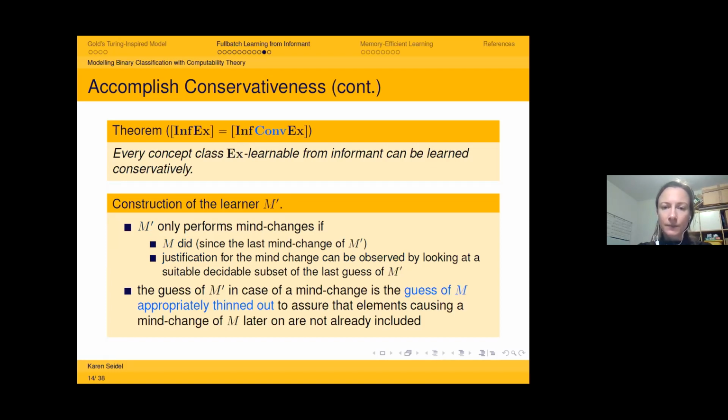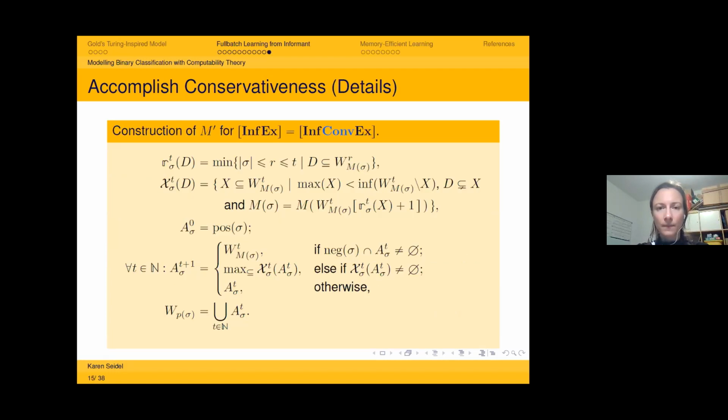And yeah, so on the one hand, we will only do a mind change if we have a justification, and on the other hand, we will also thin out our hypothesis to make sure that the justification comes at the right time, to make sure we do not miss the important mind changes. Yeah, so this formally looks like this.